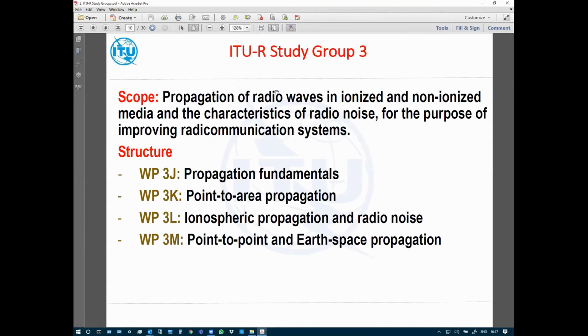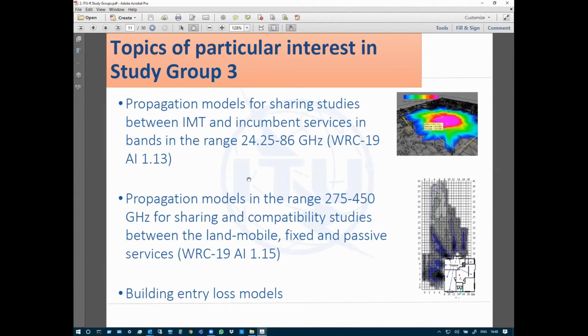ITU-R study group 3. We have point-to-area propagation, ionospheric propagation and radio noise, and point-to-point and Earth-space propagation. Then we develop the pertinent propagation models. Some points of interest: for example, developing the propagation model for sharing studies between IMT and incumbent services in the millimeter wave, in response to the agenda of the last radio conference related to the possible allocation and identification of new frequency bands for IMT. Also propagation models in the range of 275 to 550 gigahertz, as you can see, very, very high frequencies, for sharing and compatibility studies between the land mobile, fixed and passive services, and also propagation models for building entry loss and propagation indoors.